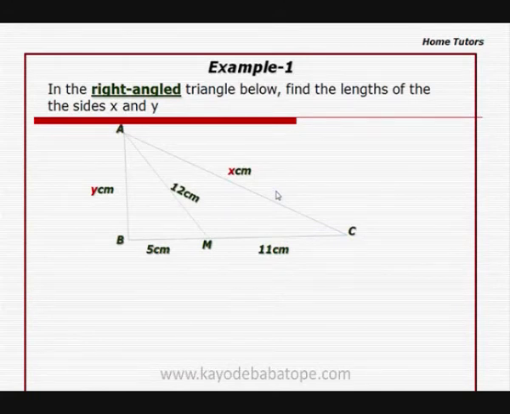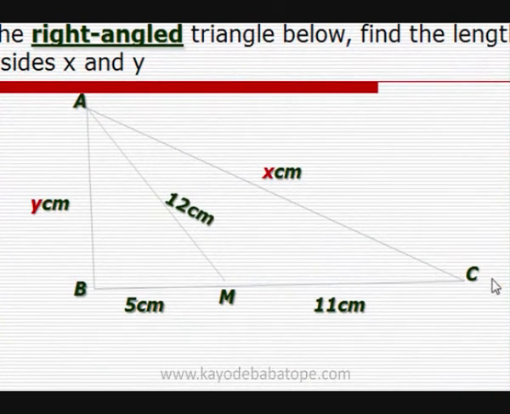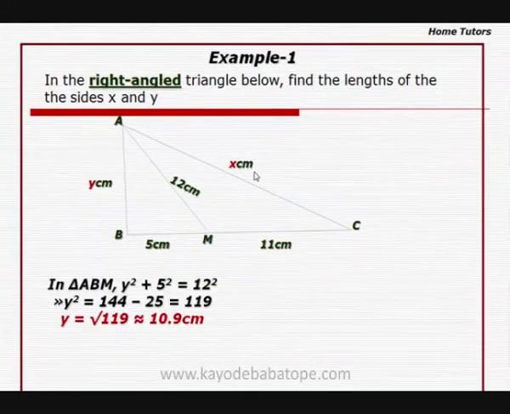For example, in the right-angled triangle below, find the lengths of the sides x and y. Now, there are two triangles embedded in each other in the triangle you have on the screen. We have a big triangle ABC, which is a right-angled triangle. We also have another triangle ABM, which is also a right-angled triangle. And also we have a third triangle AMC, which is not a right-angled triangle. Now, how do we proceed to solve for y and x?